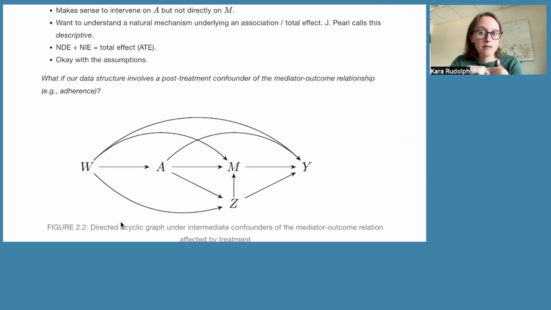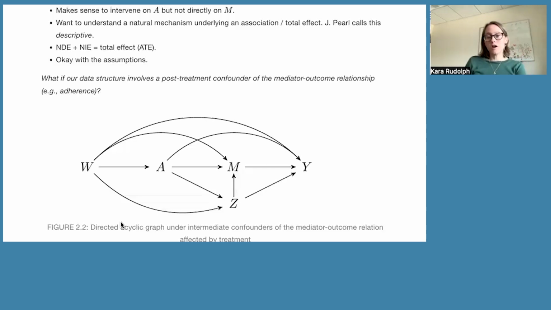Another advantage of natural direct and indirect effects is that they add up to the total effect. So you do actually get this decomposition where, okay, I had this total effect of A on Y, and I'm decomposing it into the portion that operates through M, which is the indirect effect, and the proportion that doesn't operate through M. The issue is that we have to be okay with these assumptions, in particular that fourth assumption, which I think is really problematic frequently.